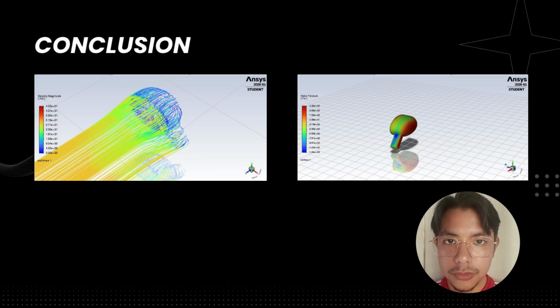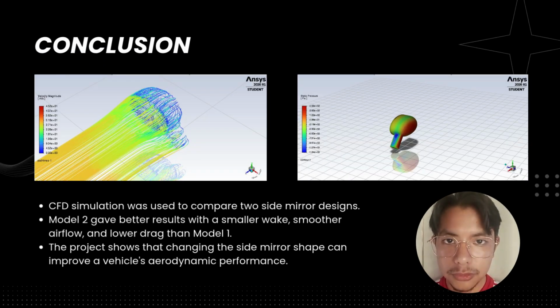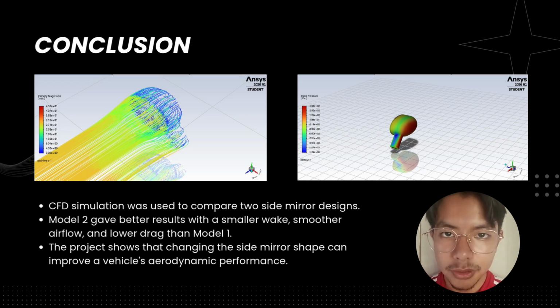To conclude this section, we observe that both models showed different flow behavior. In both cases, the airflow accelerated around the outer surfaces of the mirror before separating at the edge, resulting in a low velocity wake downstream of the mirror. However, the characteristics of wake formation vary between the two designs. This analysis gives invaluable insights for side mirror aerodynamic performance improvement in future vehicles.